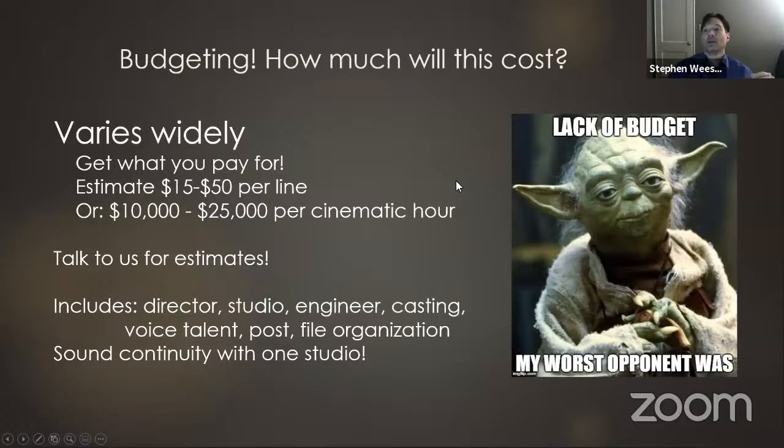All right, this is really important. Budgeting can vary widely, but if you hire a whole studio with a director, an engineer, and high quality recording, it's going to cost around 15 up to 50 dollars a line. Or for an hour of animation, 10,000 to 25,000. Since I moved my company to North Carolina, costs are much lower here, so I can do it for less than 10,000. But there are so many costs: casting time, directing, an engineer, the actors you have to pay, then post-production.